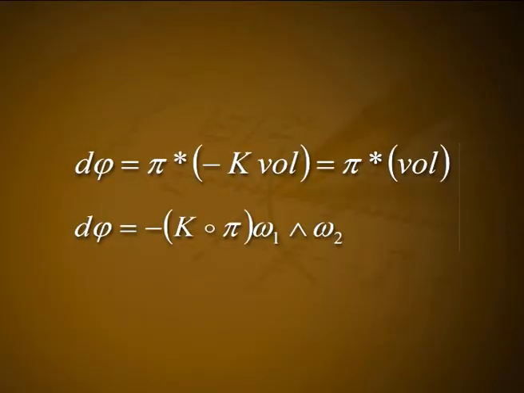Now dτ is a two form on U, hence it is a multiple of the volume element, that is, dτ = −k volume for some smooth function k on U. Thus dφ = π*(−k volume) = −(k∘π) π*volume, or dφ = −(k∘π) ω1 ∧ ω2. The smooth function k is independent of the coordinates used, since it is determined by this last formula. Thus k is a smooth function on M called the curvature of the connection φ.